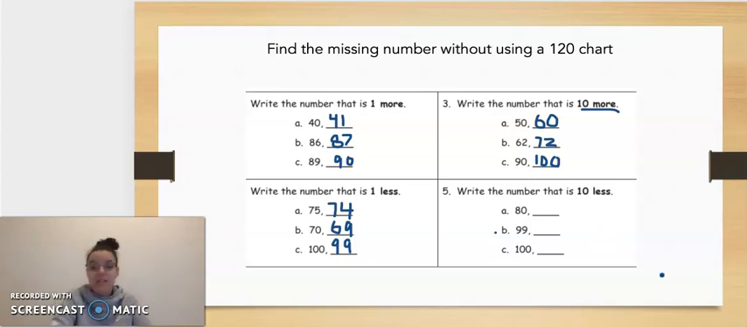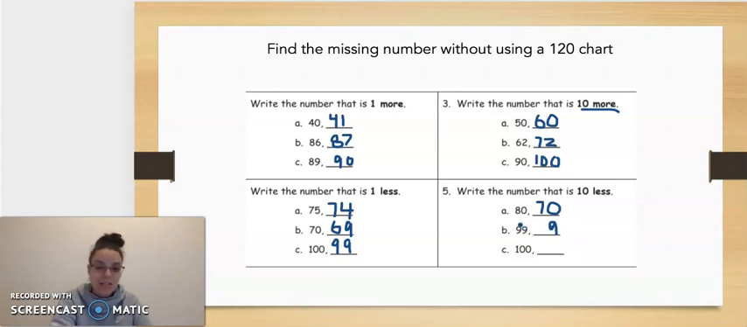Perfect. To find 10 less, that means the number in the tens place is changing. It's going down 1. Okay? So instead of it being 80, we're finding 10 less. So we're going to 70. I'm just going to go ahead and add that ones place because I know it's not going to change.